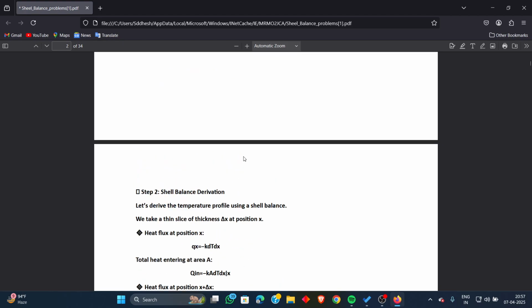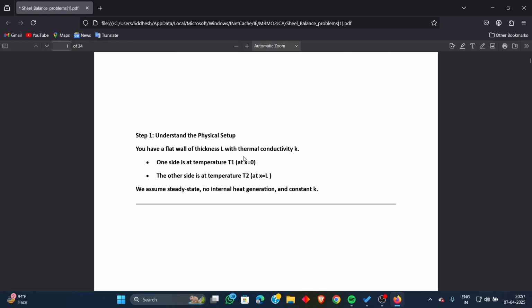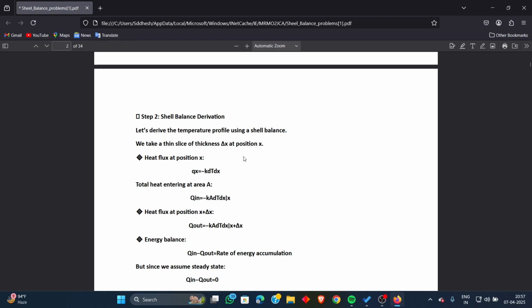That is, the first step was understanding the physical setup here. The second step was the shell balance derivation, with all the derivatives that were used in this process.